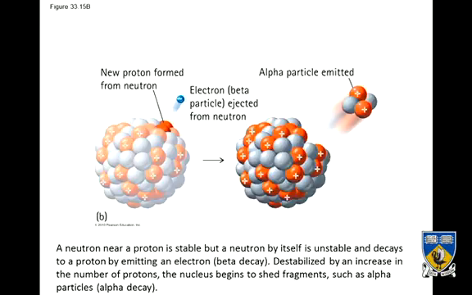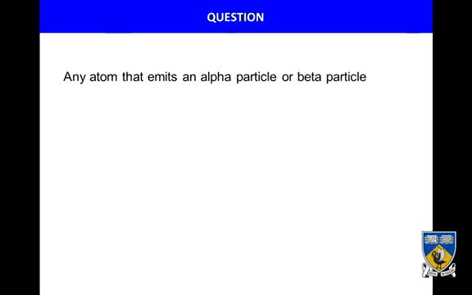If you decay here, a proton forms from a neutron, you lose the neutron, and that's the beta particle, the beta emission, and then you're left with this fellow, and then the alpha particle is emitted. That's alpha decay, beta decay. And a neutron near a proton is stable, but a neutron by itself is unstable. And this just says you can have alpha particle emission, alpha particle decay.